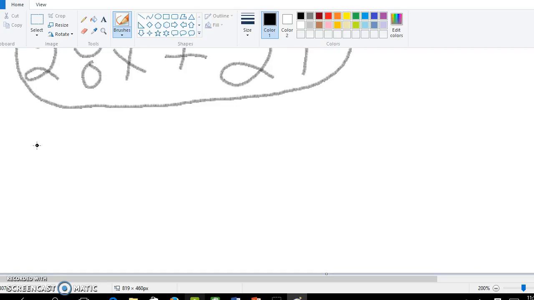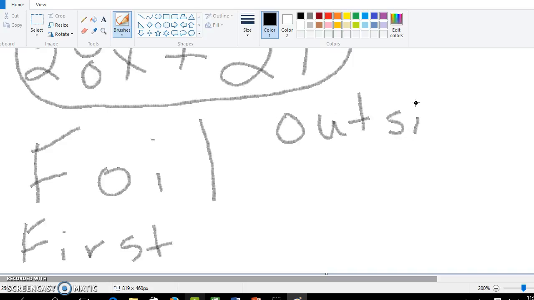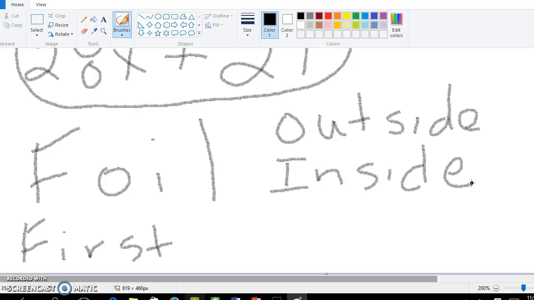So for right now, we're going to learn something called FOIL. Okay? FOIL is another way to distribute. The F stands for first. The O stands for outside. The I stands for inside. And the L stands for last.